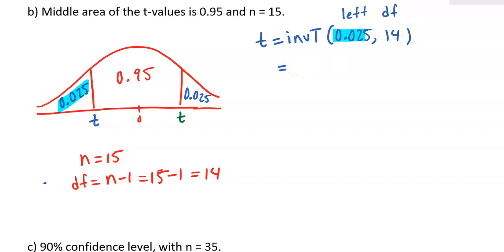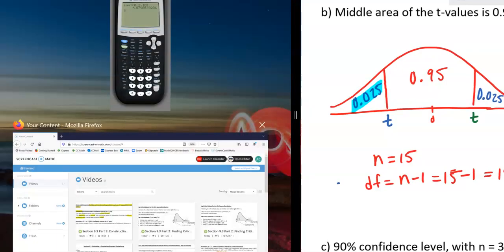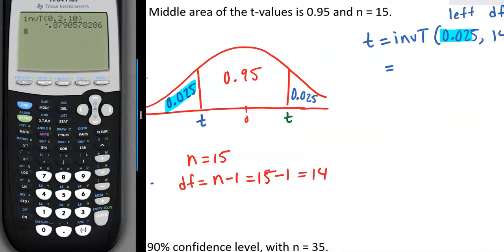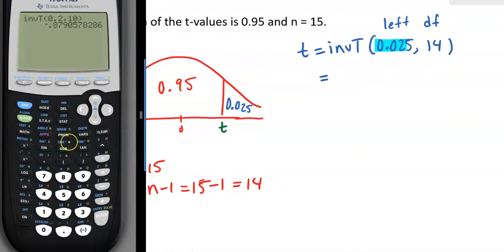And so we can just go ahead and use our calculator to find this value. So again, we go to second vars, InvT, click enter. So now the area on the left is 0.025 with 14 degrees of freedom. And so our answer is negative 2.145, rounding to 3 decimal places.